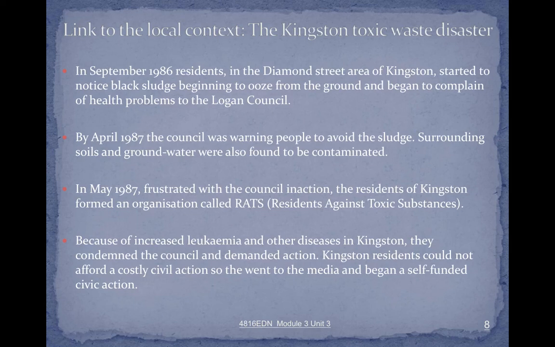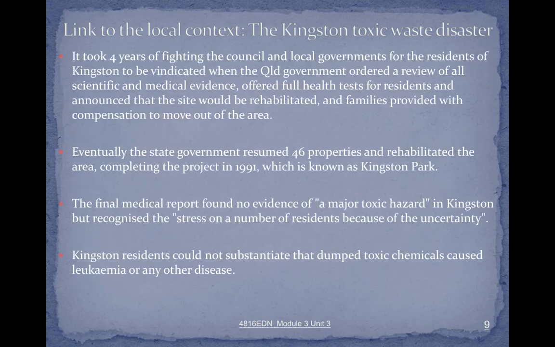And clearly, if you know the Logan Corridor, residents that live in Kingston, which has a high proportion of government housing, couldn't afford any sort of legal action. So they went to the media and began a self-funded civil action. It took 4 years of fighting the council and local governments for the residents of Kingston to be vindicated. When the Queensland government ordered a review of all the scientific and medical evidence, they offered full health tests for residents and announced that the site would be rehabilitated and families provided with compensation to move out of the area.